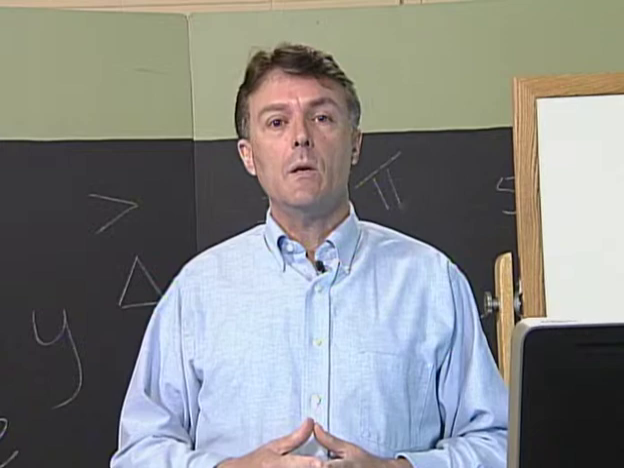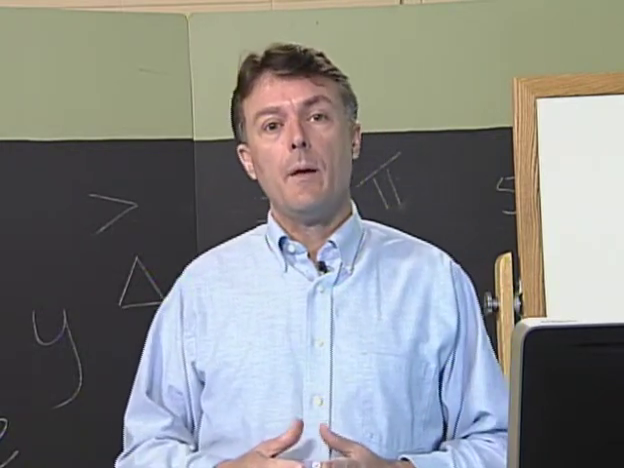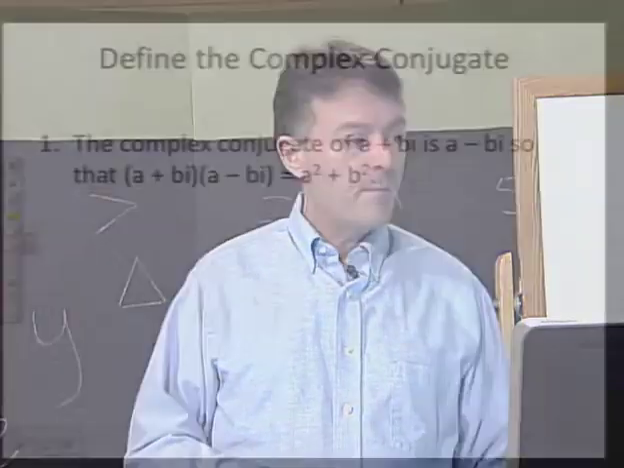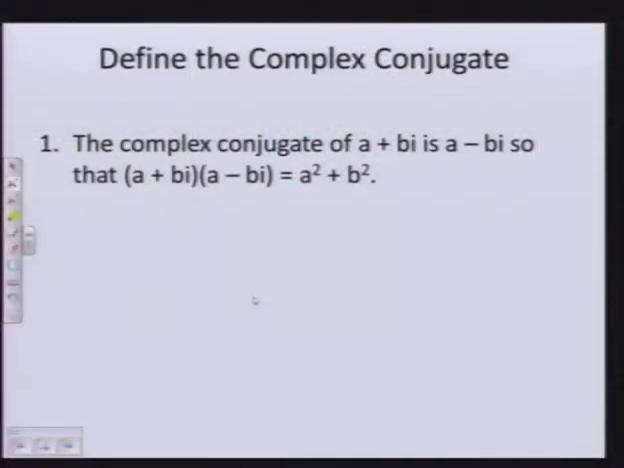Okay, next we want to take a look at something called the complex conjugate. There are two definitions of the complex conjugate. The complex conjugate of the expression a plus bi is going to be the expression a minus bi, so that when we multiply a plus bi times a minus bi, we end up with a squared plus b squared. Now notice what happens there when we multiply. The i's disappear because we'll get an i squared, which will be -1.